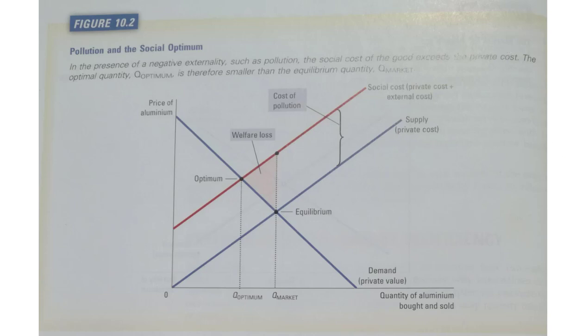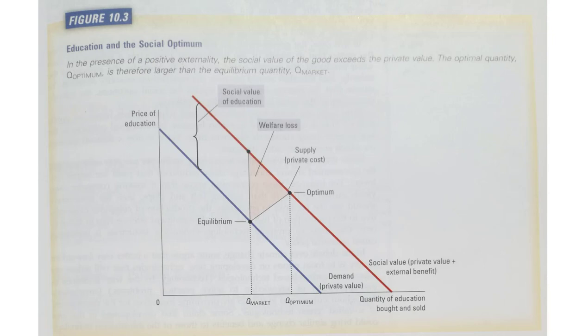Well, there's a different story in terms of positive externalities. So education, for example, the market produces less quantity of education than what it should, right? So this is the welfare loss, right? The social value of education.